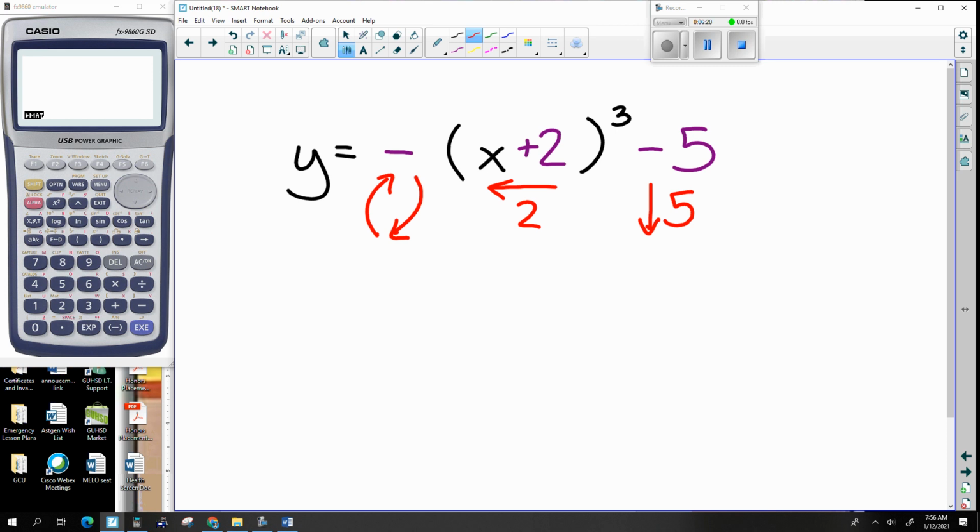So these are the basic transformations that you're going to see the majority of the time. Okay, and how you would say these in words. This is a vertical reflection.